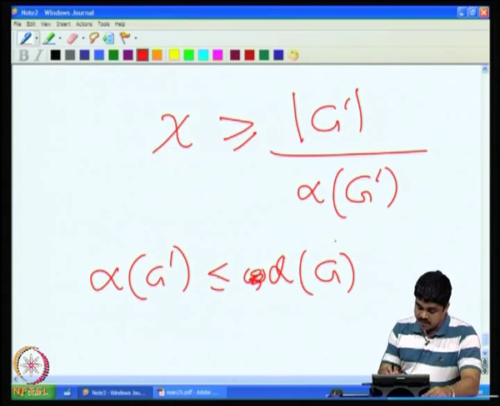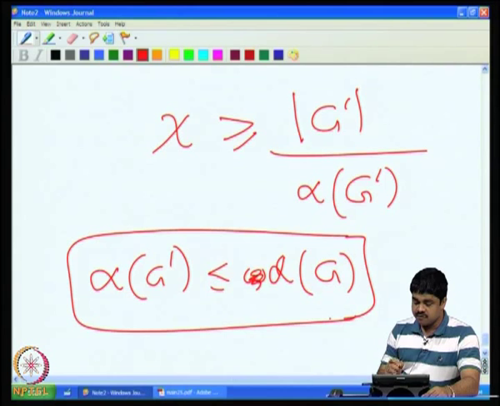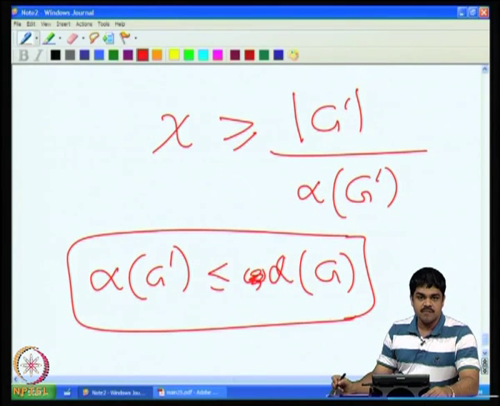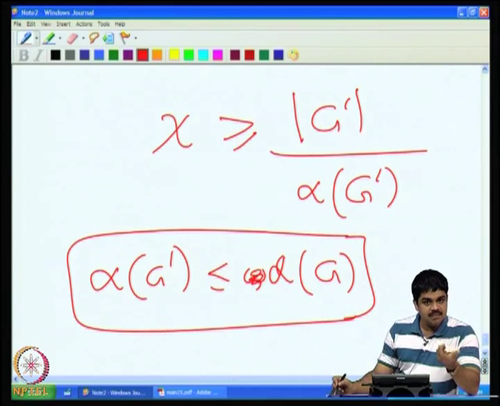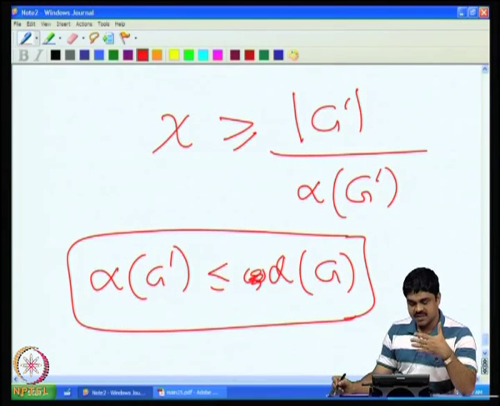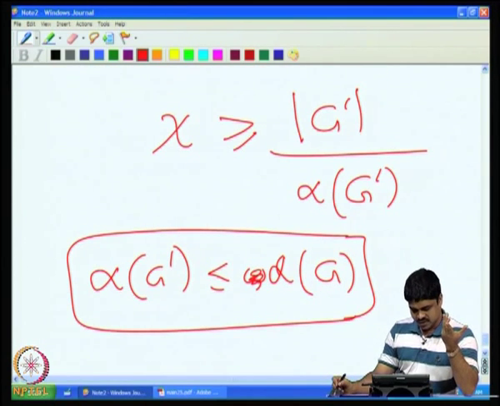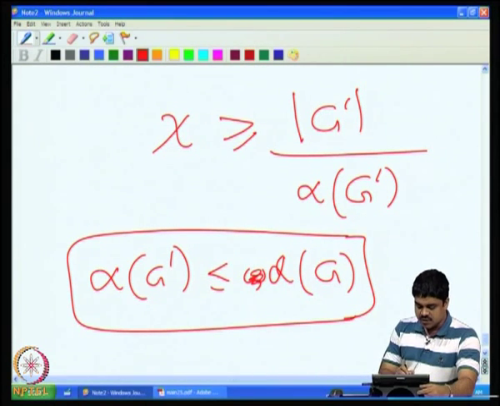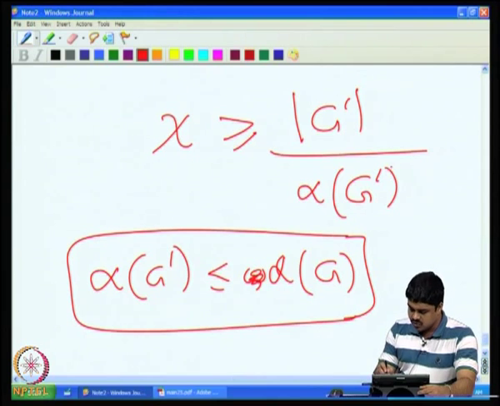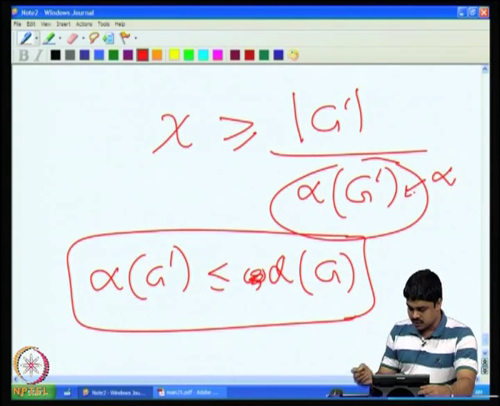So, the independent set size cannot increase if we replace each vertex of the graph by a clique, because any two vertices of the same clique cannot participate in an independent set. So essentially it is the original independent set only. Therefore, we can say that chi of G dash is less than or equal to omega. Instead of this we can just put alpha, the original alpha.